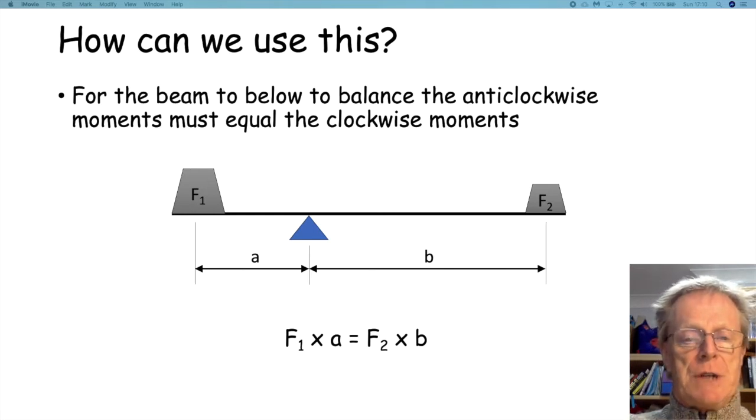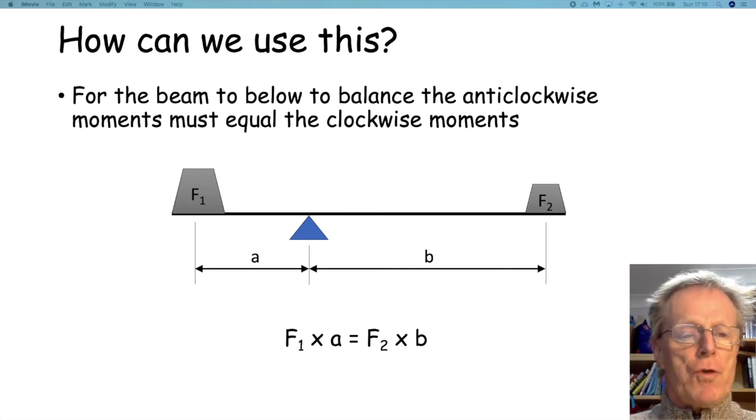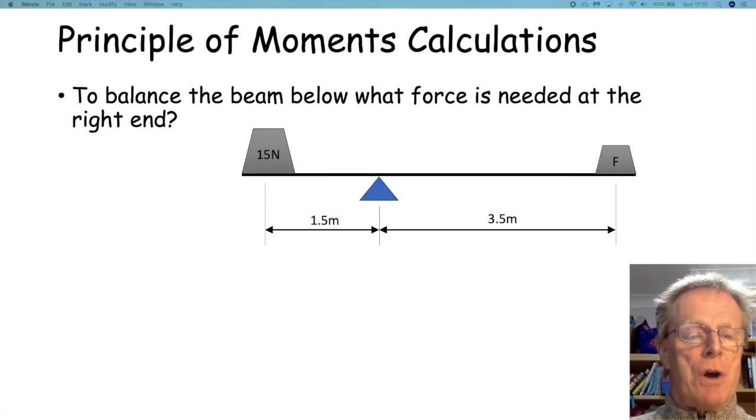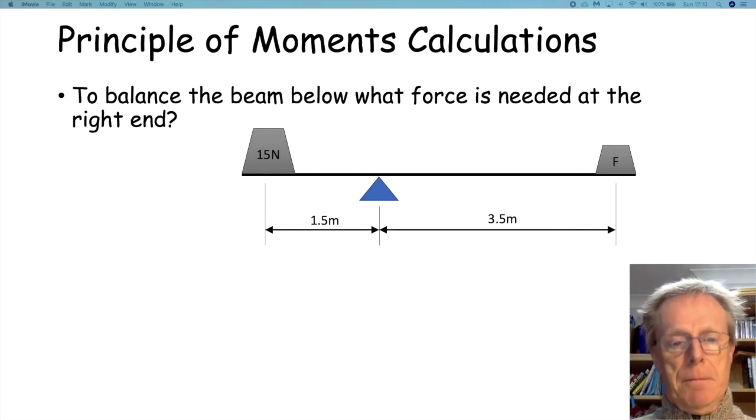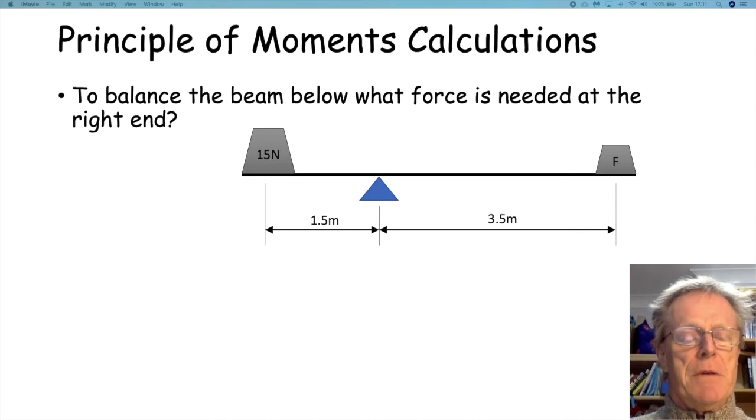So if I go on to the next slide, we can do a simple calculation. So I've got some real forces in now. I've got 15 newtons on the left hand side. We've got a distance of 1.5 meters from the pivot, and then an unknown force F on the other side, which is 3.5 meters from the pivot.